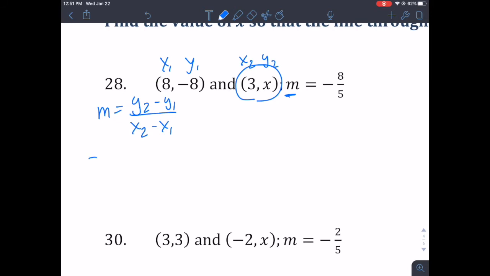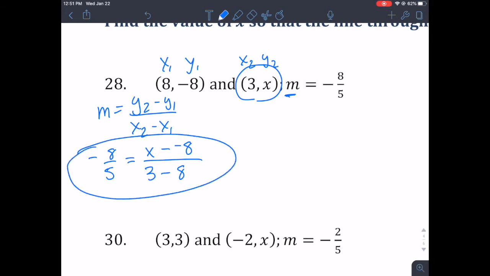Our slope even, negative 8 over 5 is equal to, okay, y2, that's x, which is weird that y2 is an x, minus y1 is negative 8, and x2, 3 minus 8. Okay, let's simplify as much as we can. Now remember, it's like a whole equation, so we can't drop this side and just start working on the other side. We have to take them all together. So negative 8 over 5 is equal to, can't really do much on the top other than make it x plus 8, but on the bottom, we can make that negative 5.